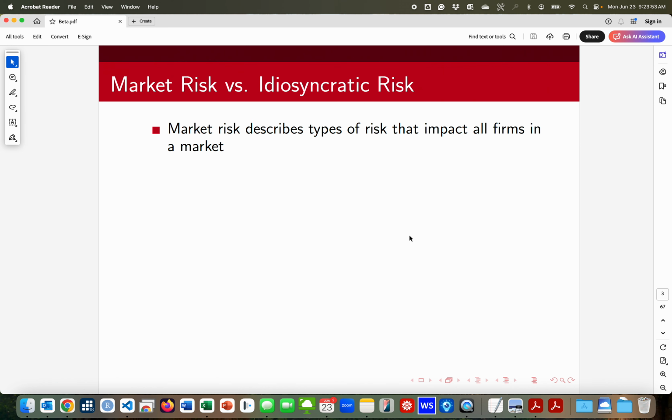So if we're thinking about market risk versus idiosyncratic, and this is just another word for random, it's just an academic word that we use for random for no real reason. Market risk describes a type of risk that's going to impact all firms in a market. So you can't diversify this away since everything's going to be affected. Let's say an asteroid hits Earth. That's going to affect everybody. That's going to affect everything. You can't diversify that away. Just because you're Tesla or because you're Microsoft doesn't mean the asteroid hitting the Earth isn't going to affect you. So this is going to affect everything.